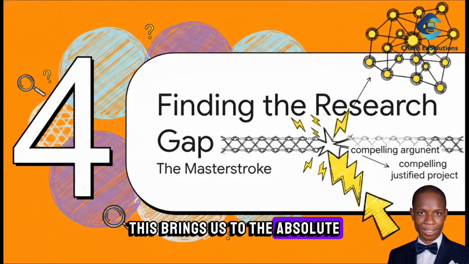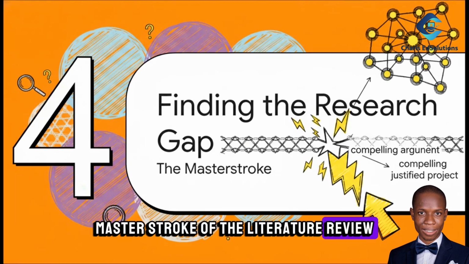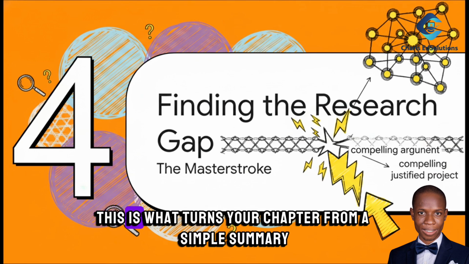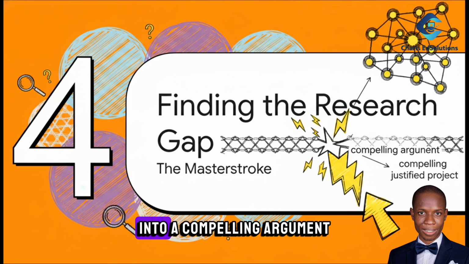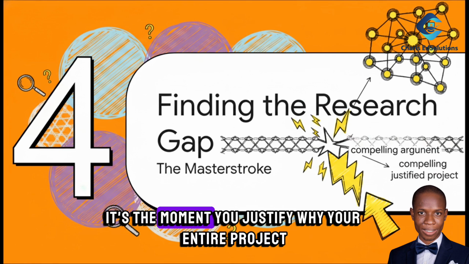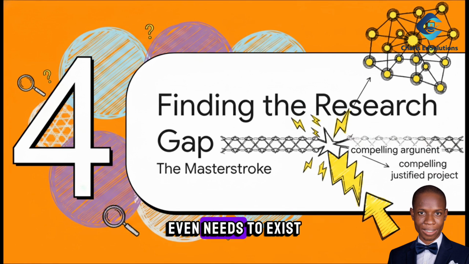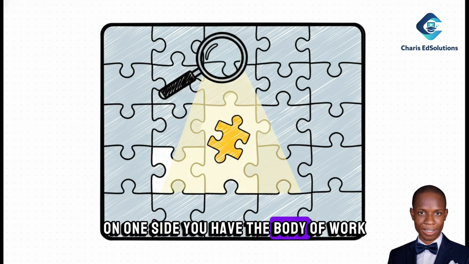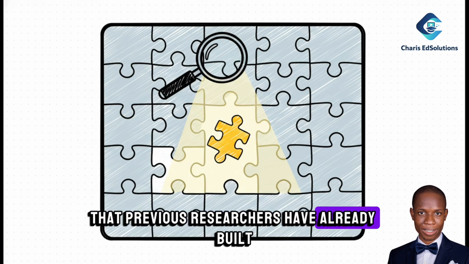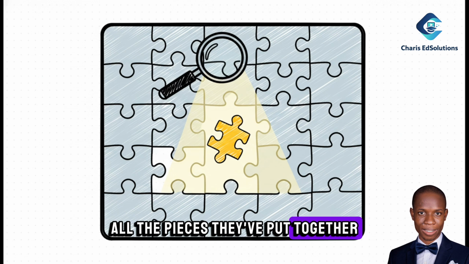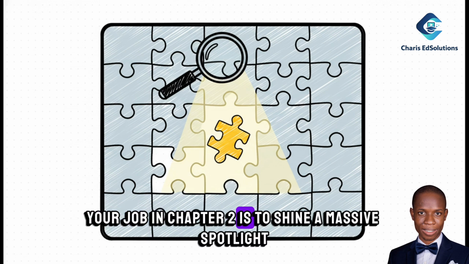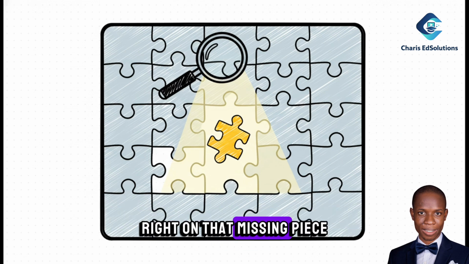This brings us to the absolute masterstroke of the literature review, finding and then clearly stating the research gap. This is what turns your chapter from a simple summary into a compelling argument. It's the moment you justify why your entire project even needs to exist. Think of it like a puzzle. On one side, you have the body of work that previous researchers have already built, all the pieces they've put together. And on the other side, you have that specific missing piece of the puzzle that nobody has addressed yet. Your job in Chapter 2 is to shine a massive spotlight right on that missing piece.